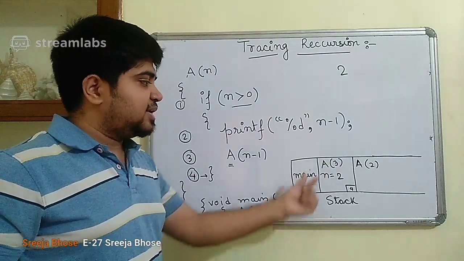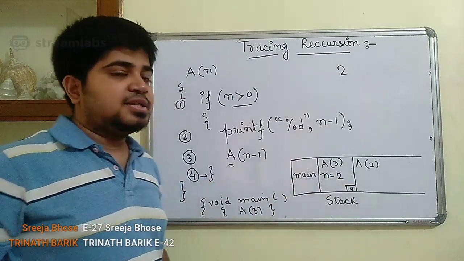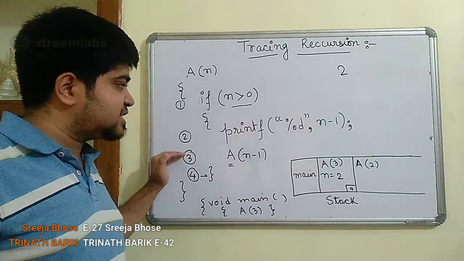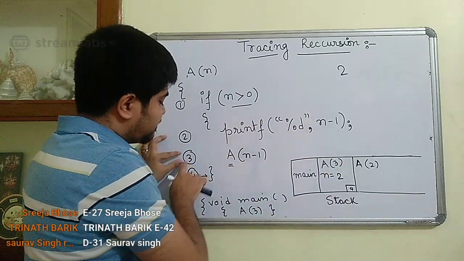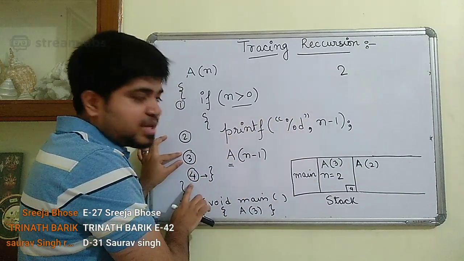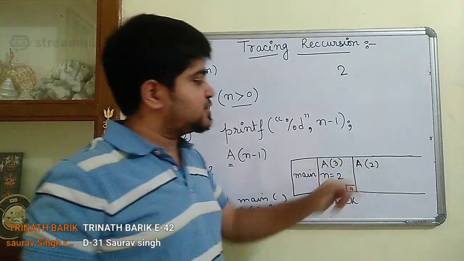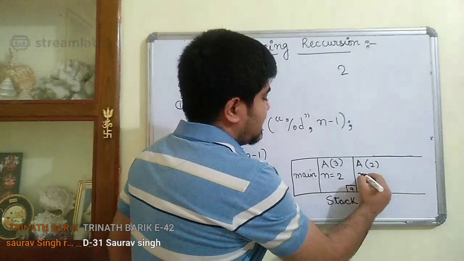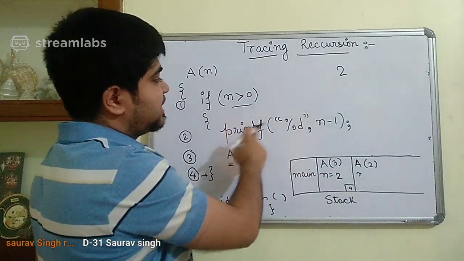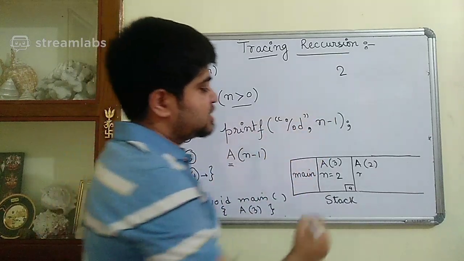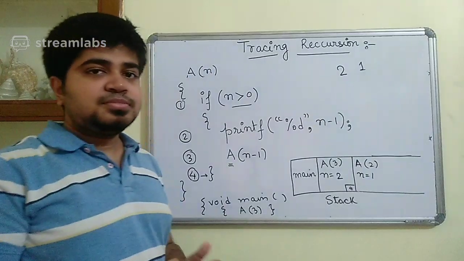But in a of 3, n is equal to 2, that is being printed, and after that the fourth line is left, and a of 2 is being called. So a of 2 when it is called, which line is left to be executed? This line, that is, it has to come out. So a of 2 is called. Again we check 2 is greater than 0. Yes. Printf n minus 1, which is 1. So 1 gets printed. Right?